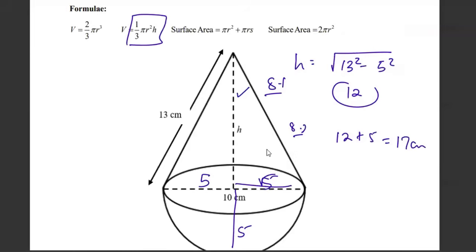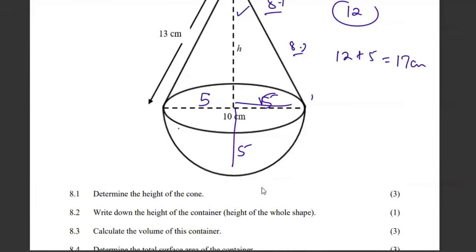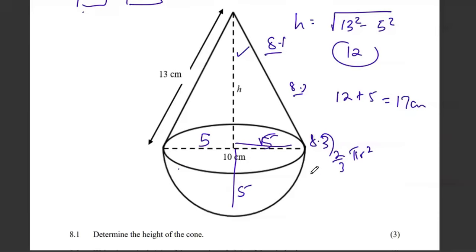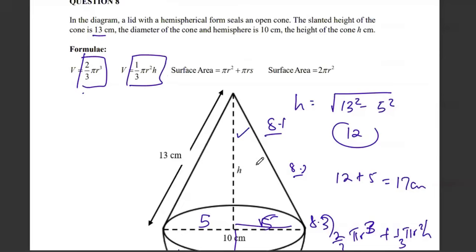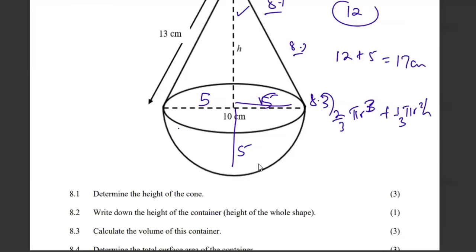Okay, and then the volume of the bottom part. And then we add them together. So we're going to say 8.3, that 2 over 3 pi radius squared, now it's pi radius cubed, plus that's 1 over 3 pi radius squared height. Okay, we do the substitution. So it's 2 over 3 pi, the radius we said is a 5, plus 1 over 3 pi, 5 squared, multiplied by the height, which is a 12.